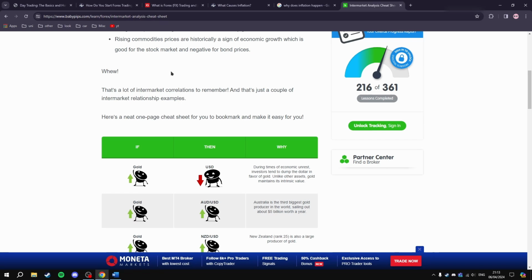So that's a lot of intermarket relationships to remember, and that's just a couple of examples. Here's a neat one-page cheat sheet for you to bookmark and make it easy for you.